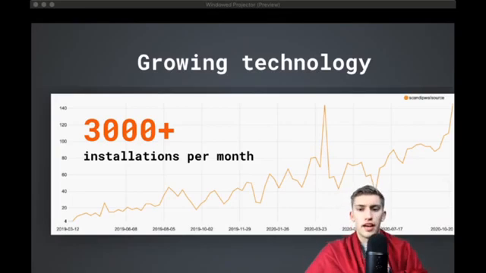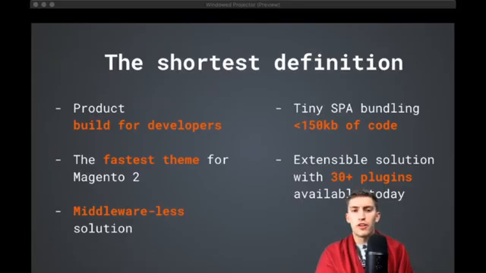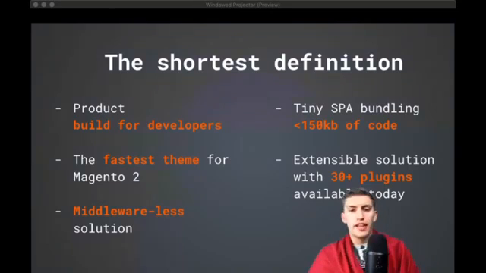Let's define it in the best possible way. So the short definition consists of 5 very important points. First, it's the fastest theme for Magento 2. So we are a theme in Magento which installs as a Magento theme, and we are built for developers. So we really took our time to make sure your experience will be the best. We follow the practices from Magento to make your migration from Magento 2 to our front end easier.